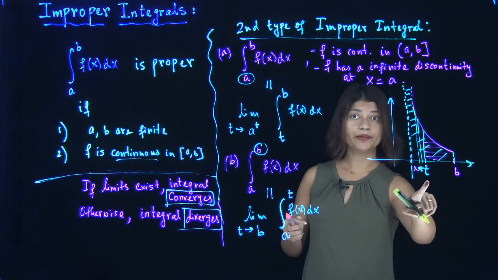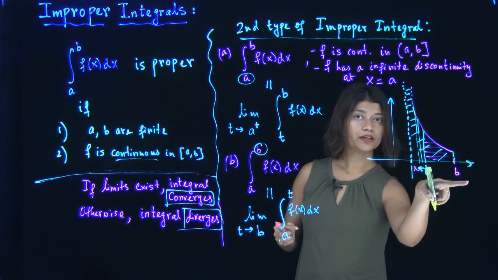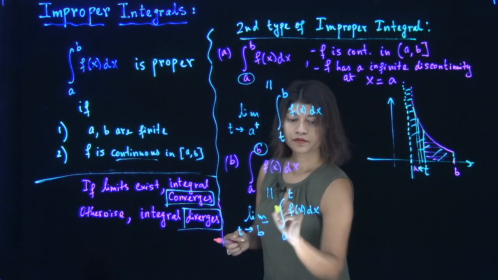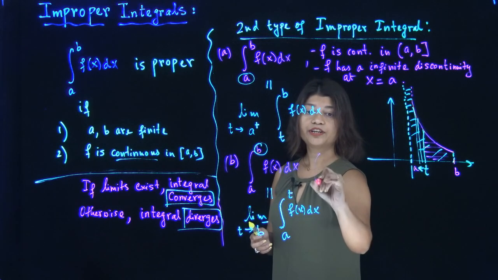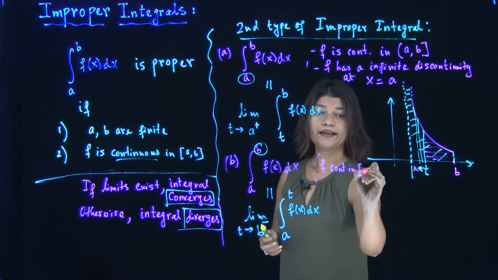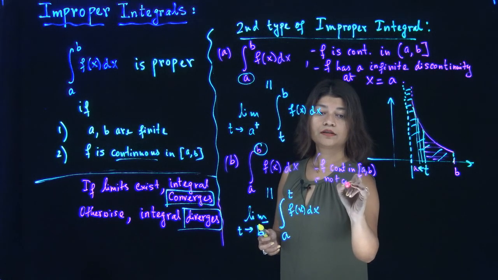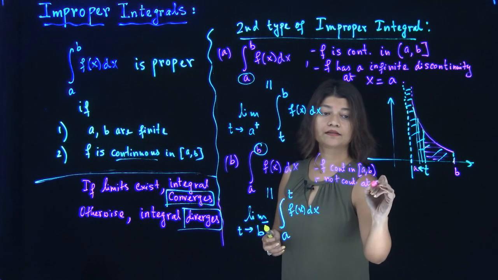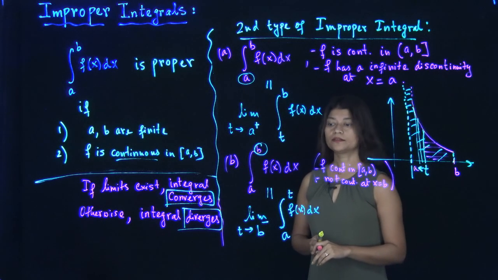Now, where is t going to be? On the left side of b, right? So t will be approaching b from the left. So only a one-sided limit again. Remember, this is a situation where f is continuous inside a to b and not continuous at b.